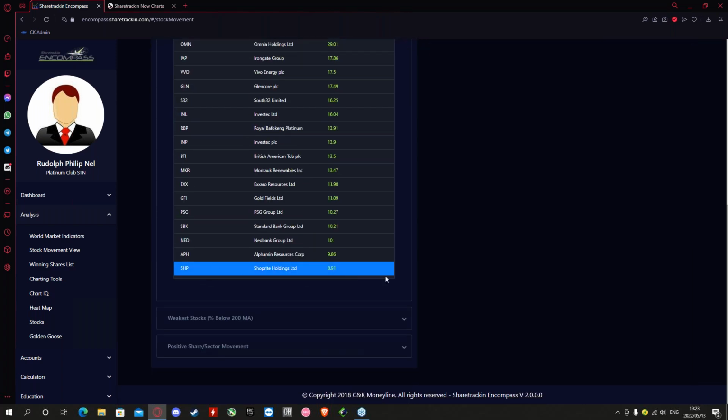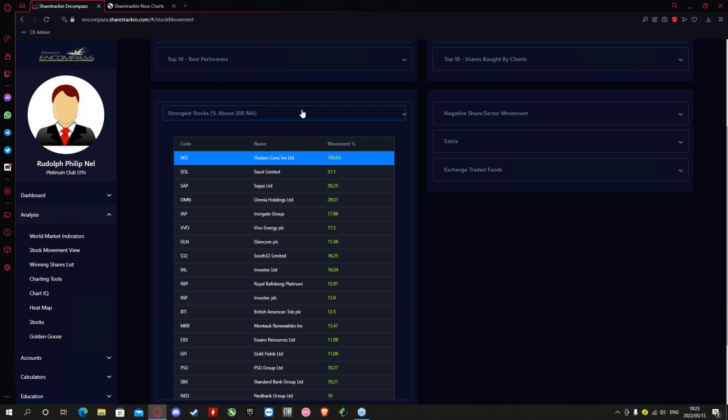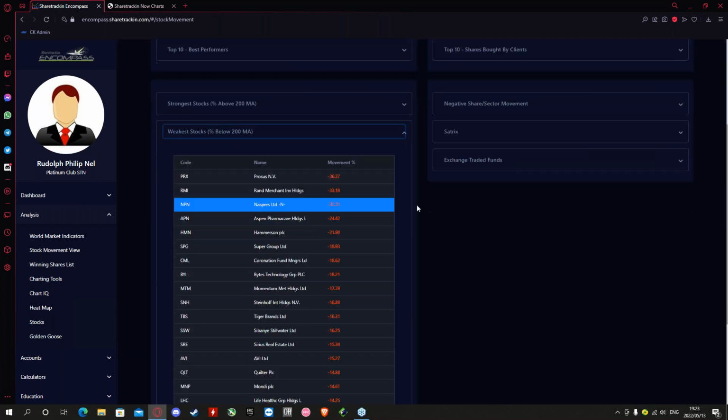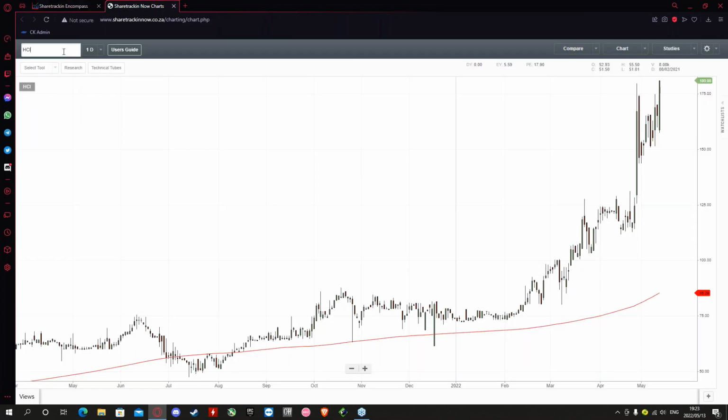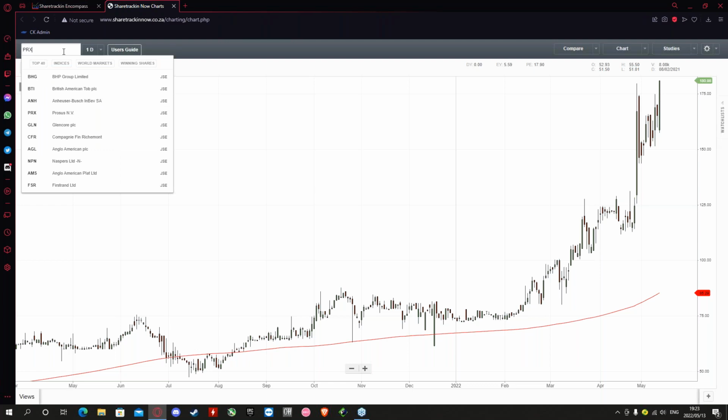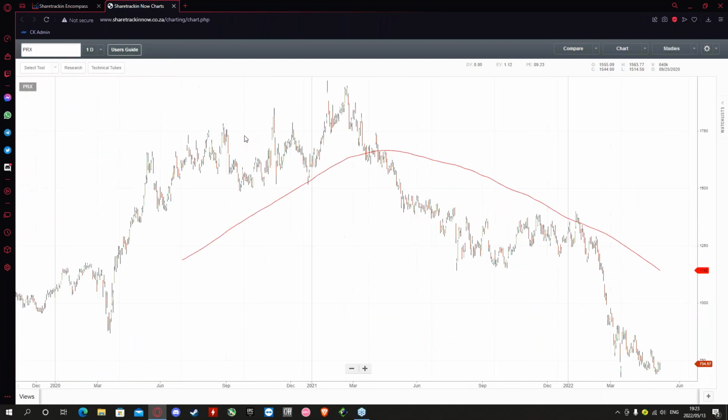So I would always look at the shares which have smaller percentages, which aren't that overextended. If you're looking at your weaker stocks below the 200-day moving average, this time it's just the other way around. If we look at PRX, we'll see that it's way below the line.